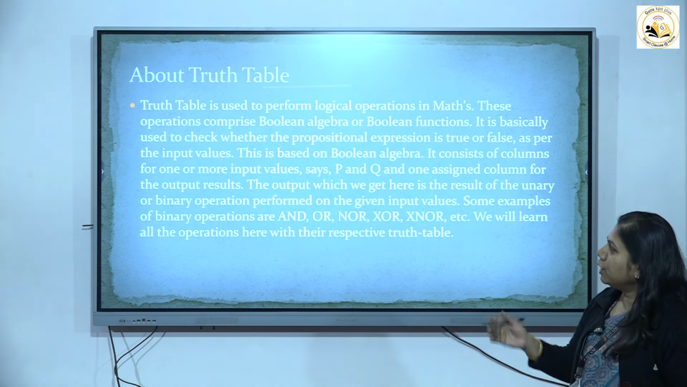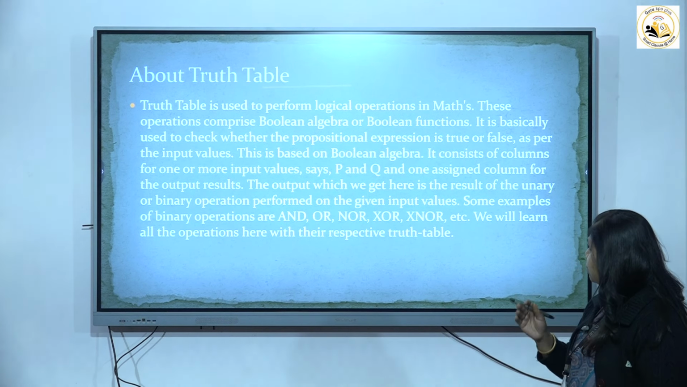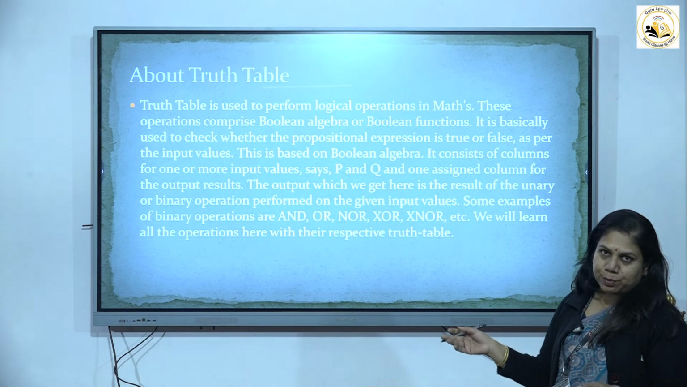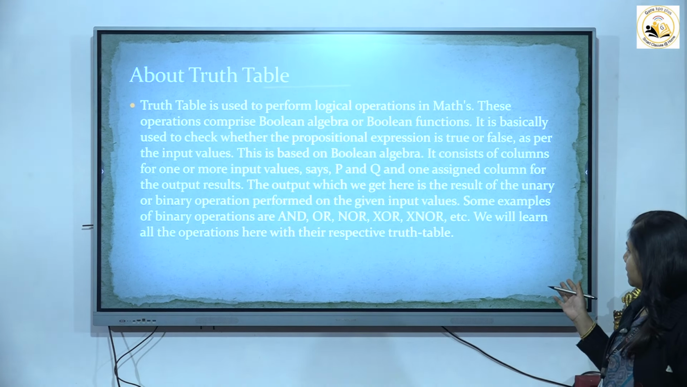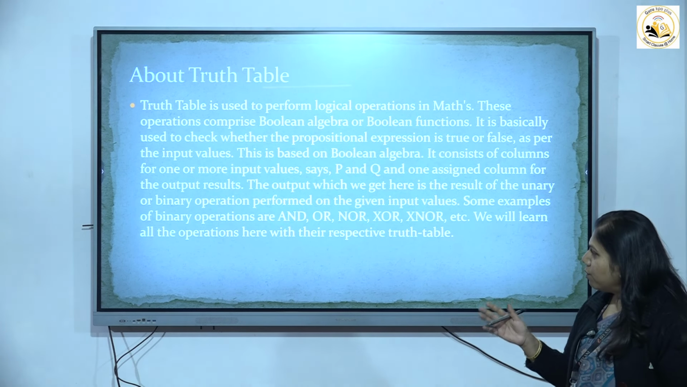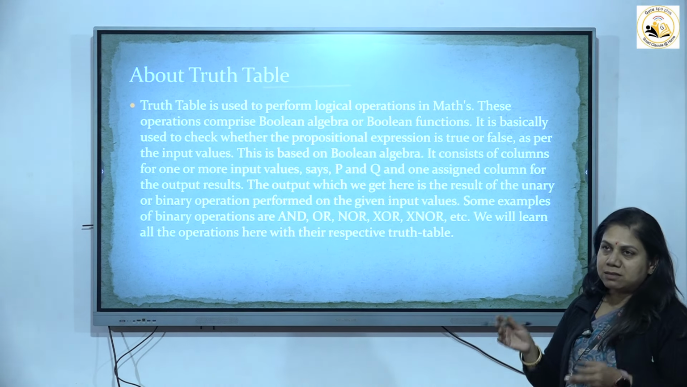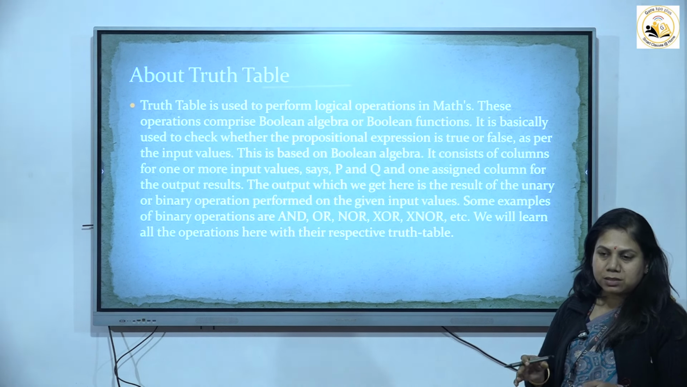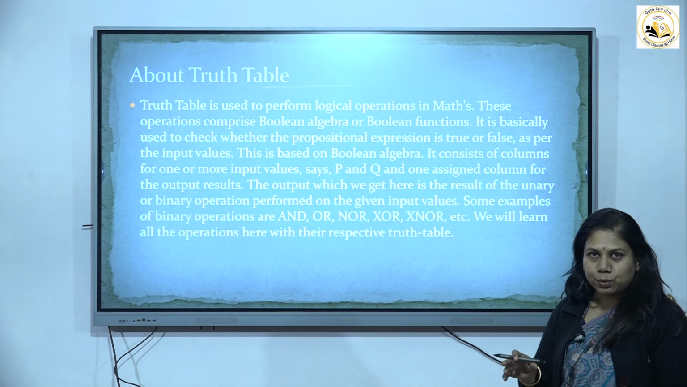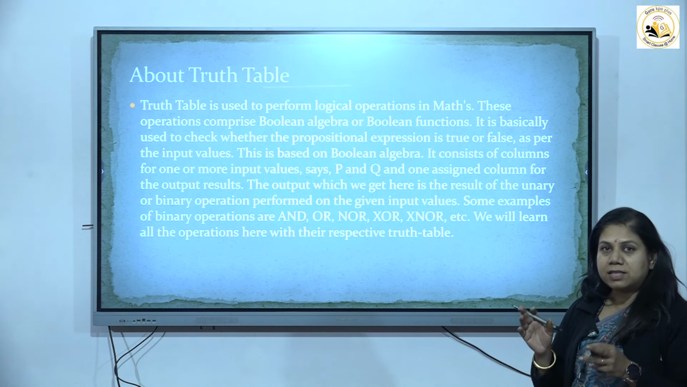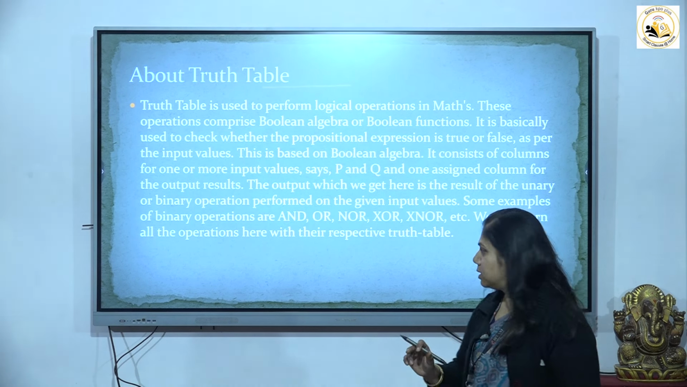It is basically used to check whether the propositional expression is true or false as per the input, right. This is based on Boolean algebra. It consists of columns for one or more input values, say P and Q. Means we assign some proposition as a P and some statements as a Q. P and Q are statements which have only result as true or false.